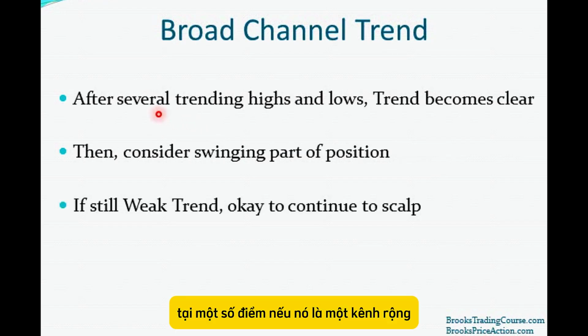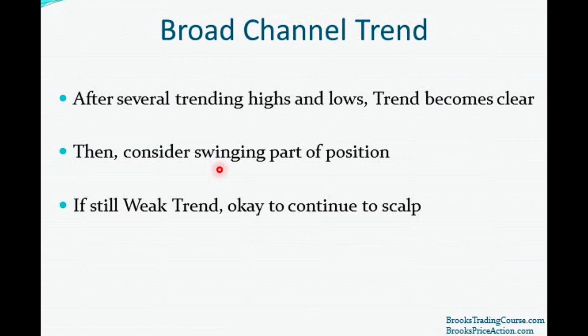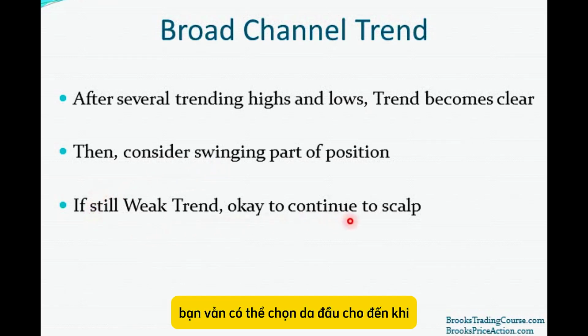At some point, if it is a broad channel, and it's still within a trading range, you'll start to see trending highs and lows, and the trend will become clear even though the market's still in a trading range. Once you feel that the market has clearly become a trend, it's good to start swinging part of your position even if you're still within the trading range. You can still choose to scalp until the trend becomes strong.